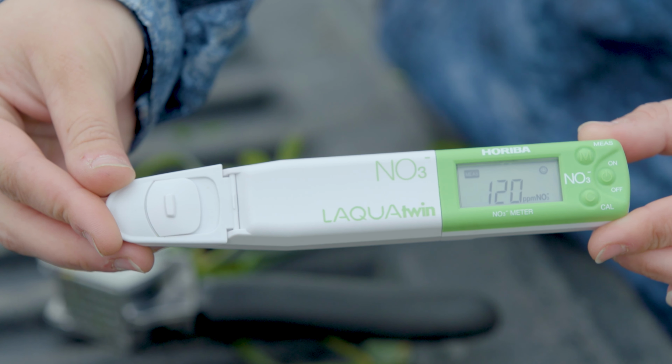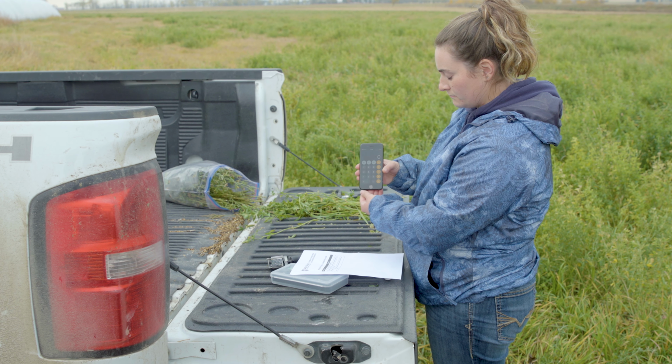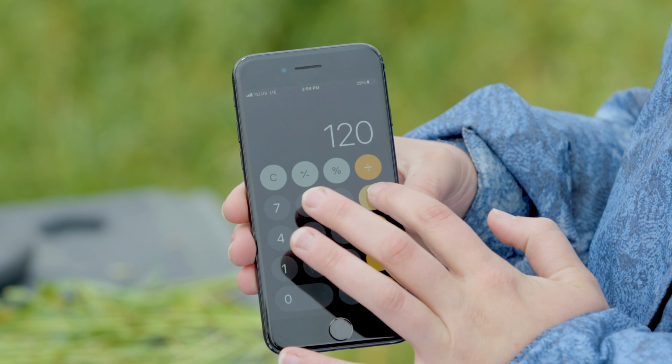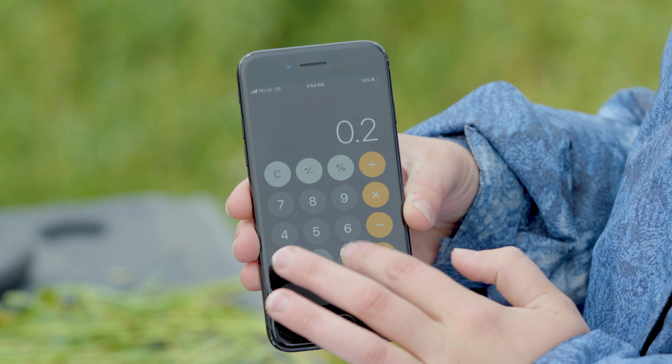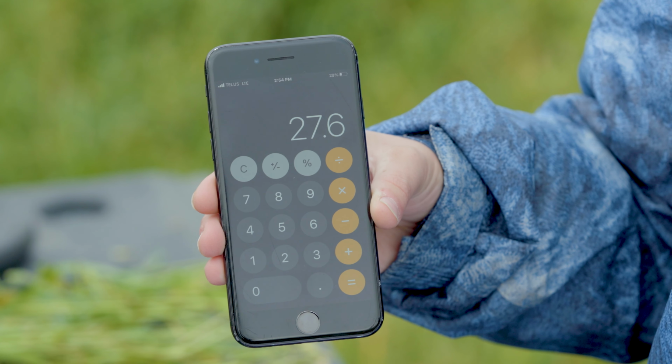You can then proceed to take 2 additional samples to get a representative reading of your entire bag. Upon completing the test, you'll average out the 3 readings. Then you'll multiply the results by a factor of 2.3 to get the nitrate concentration on a dry matter basis. Now this is the concentration we got.